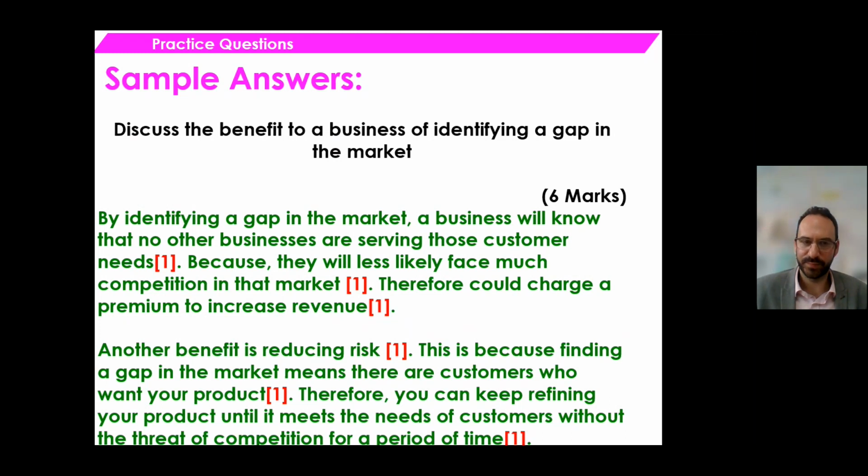All those ideas are linked. Then you go for your second paragraph. Because the question is about benefits, we do another benefit. So another benefit is reducing risk. That shows the balance in the answer.